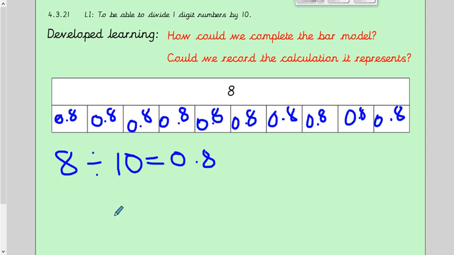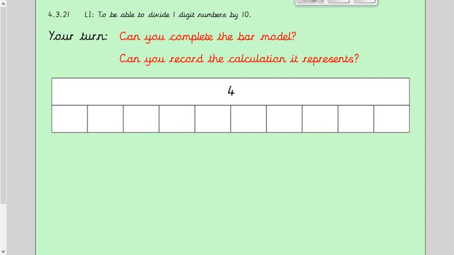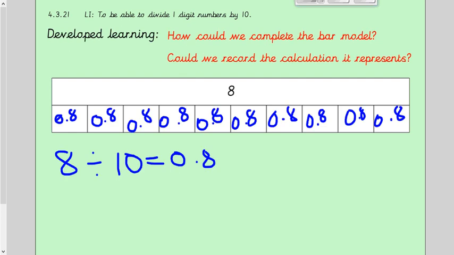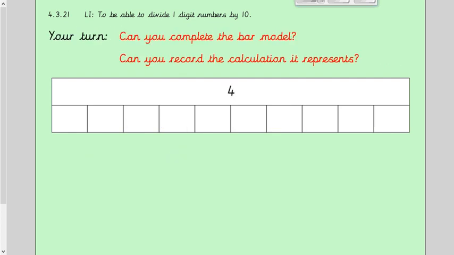They're very distracting. So now it's your turn to have a go at the bar model. So can you complete this bar model, and can you record the calculation it represents? So using the same method I used here, can you have a go now? And if you're really not sure, we'll go through it together.